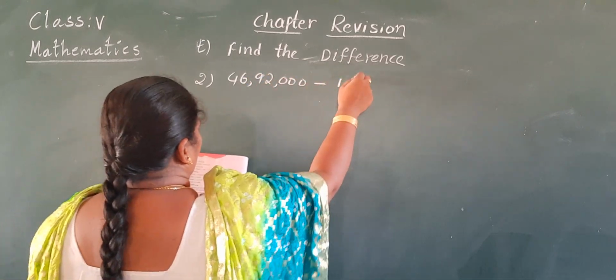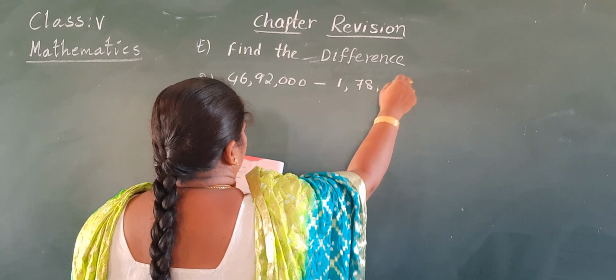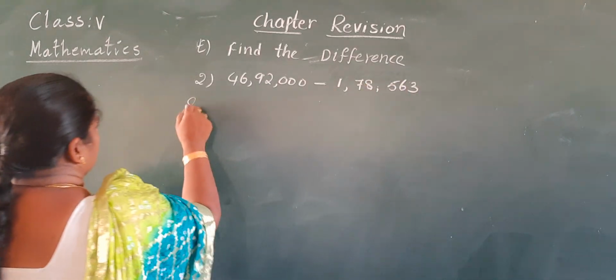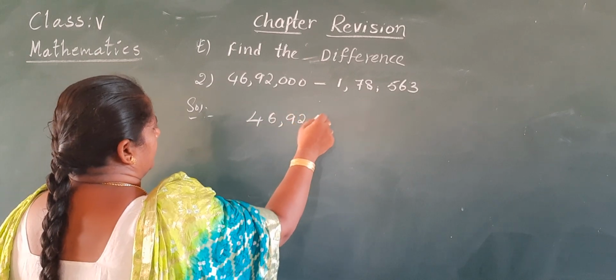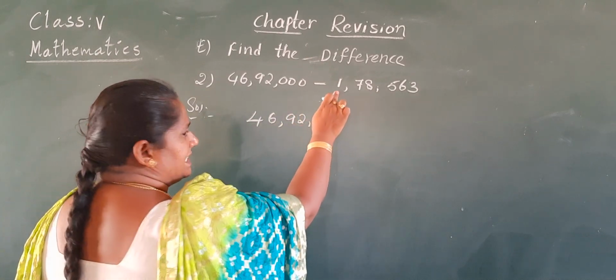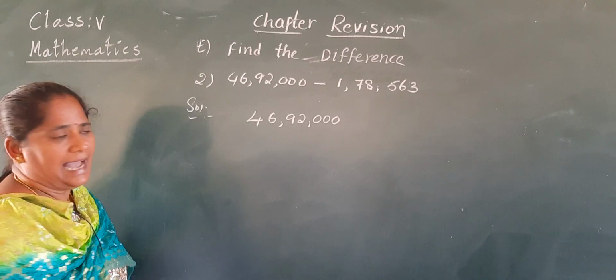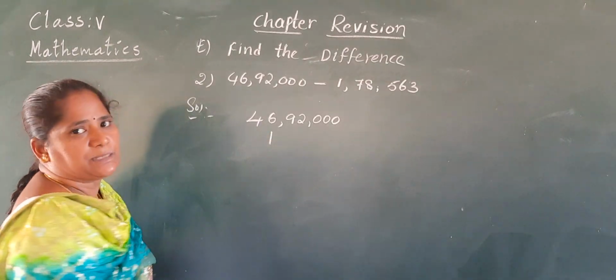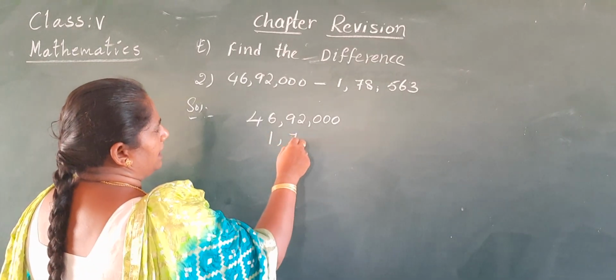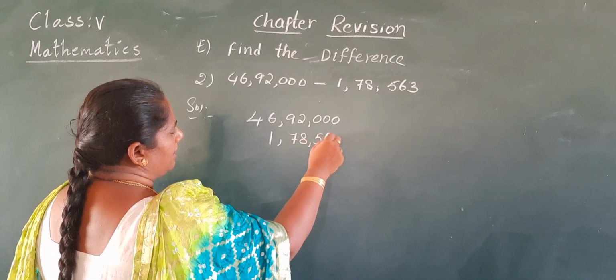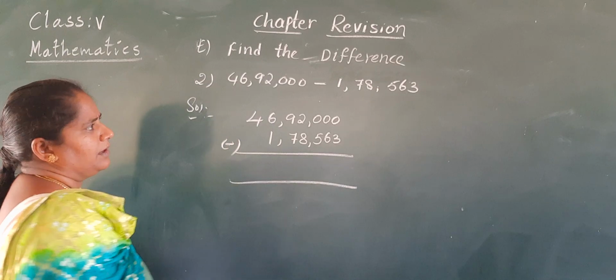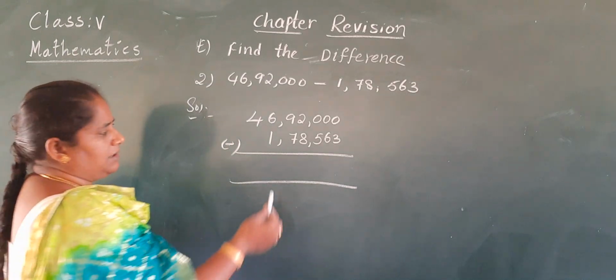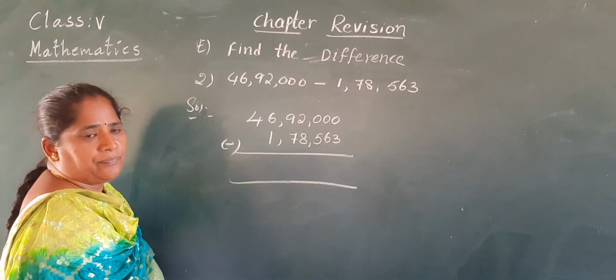46,92,000 minus 1,78,567. So arrange the numbers. 46,92,000. But it is 1 lakh, so you write 1 lakh under the lakhs place. 1,78,563. Do minus. Okay, ma? So here you must be very careful, Nana.